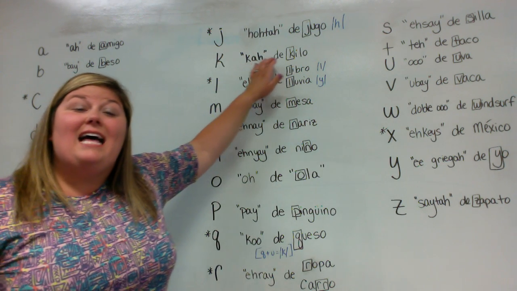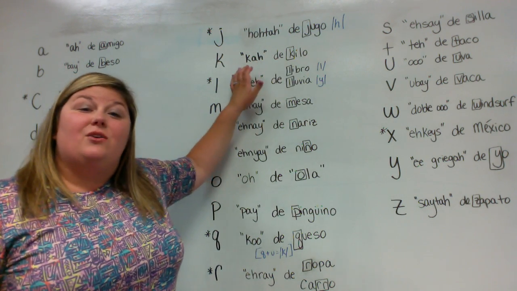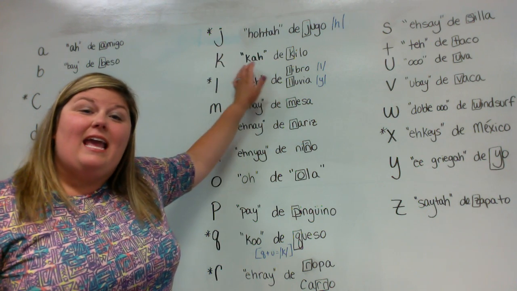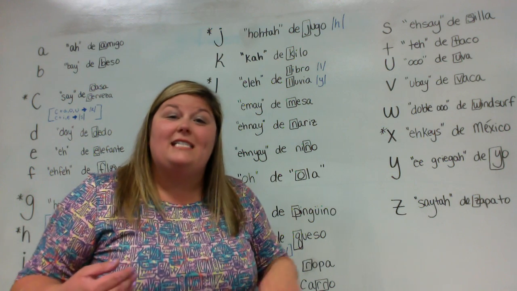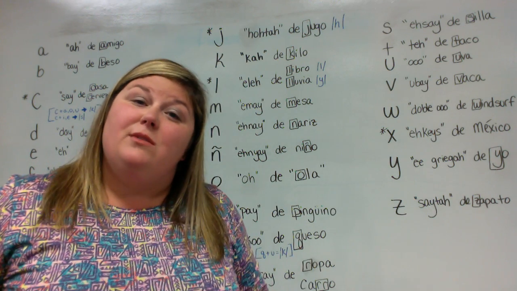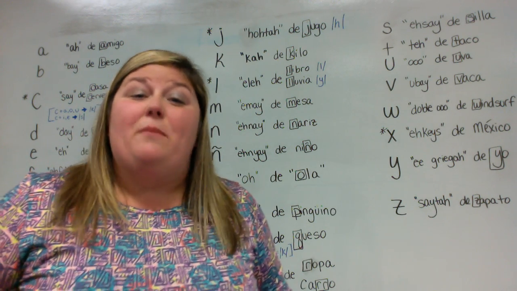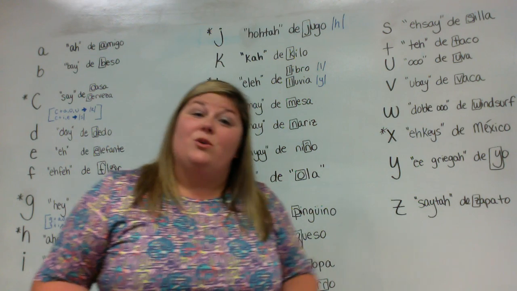Okay, K de kilo. So K, it's a letter K, de kilo. A kilo is a kilo. So in the United States, we typically use pounds when we're talking about the weight of something. But in most other countries, they use kilos. See, kilo.